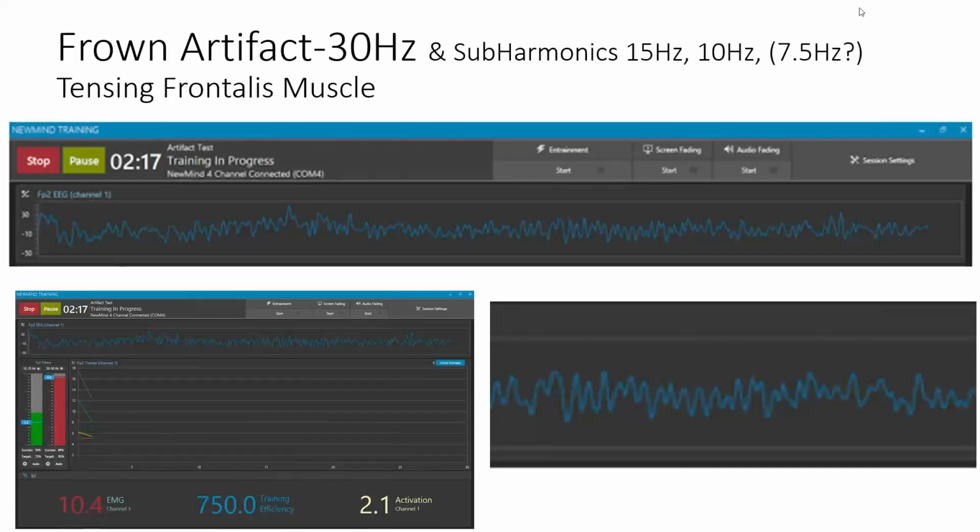Now, here's a frown artifact, 30 hertz, and potential subharmonics in 15 and 10, possibly down into alpha if they're tensing, they're frowning enough and hard enough. The problem is those muscles can contract in younger people, and you won't see the furrows in the brow, but there'll be a lot of tension in those muscles, and you won't be sure where it's coming from.